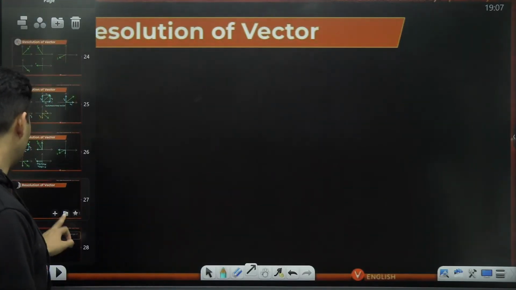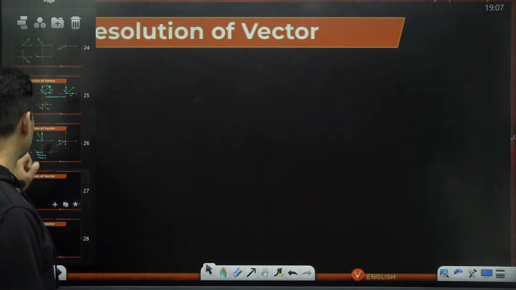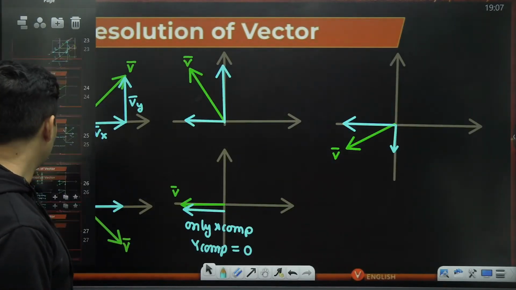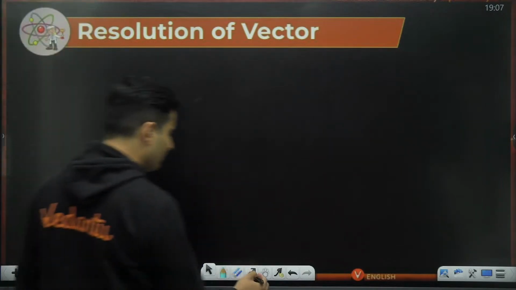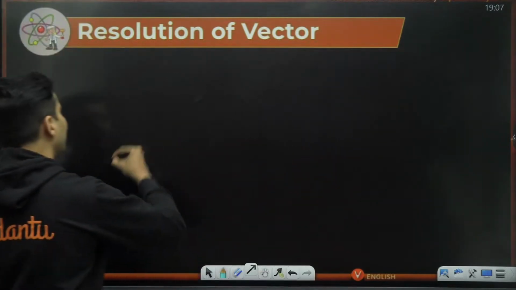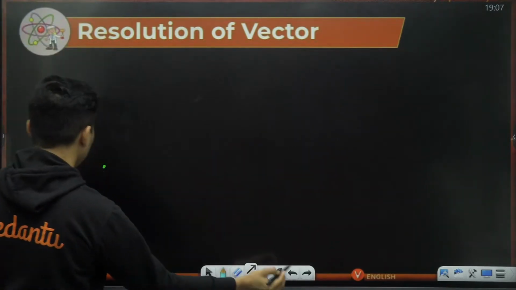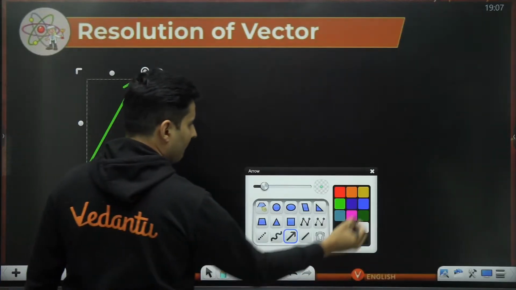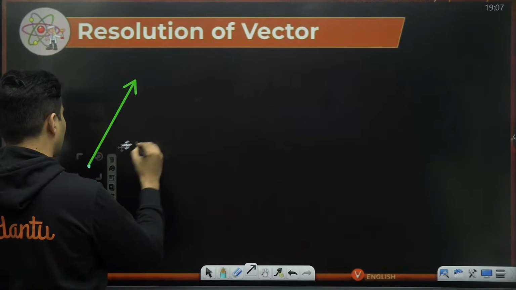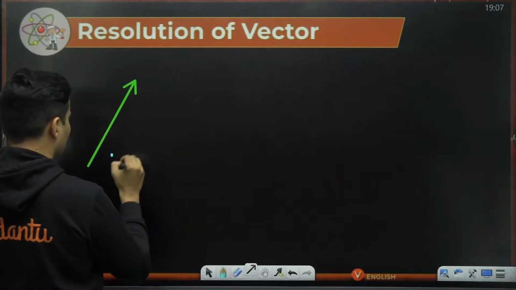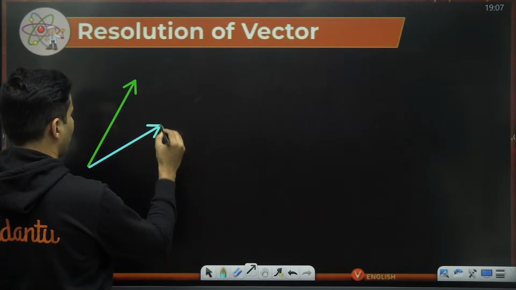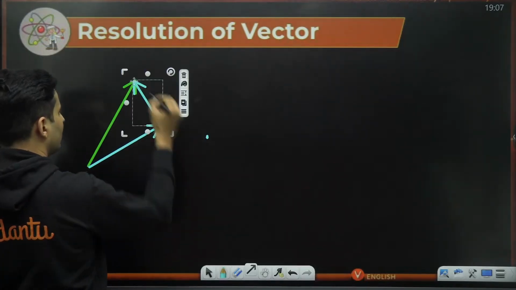Okay, sir, I understood now. Sir, but what is the value of these components? Sir, you took all these components, no? Sir, what is the value of these components? It's very simple. I'll tell you what. You take any vector, doesn't matter. Let's say one of the components is like this, and the other component is like this.